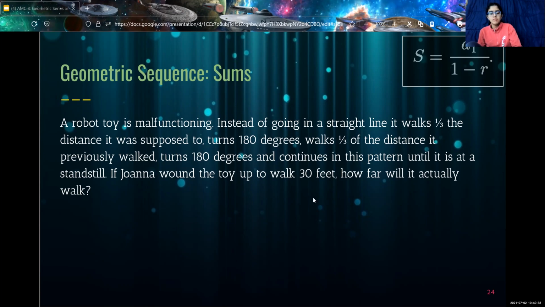I will let you guys be for 2 minutes. So 10:43 is when I expect people to answer or say I don't know how to solve this. Okay, someone just asked if it means he's walking 1/3 of his distance the whole time. No, it won't be. For example, if it was wound up to walk 9 feet, it would go 3 feet, then turn and go 1 foot, then turn and go 1/3 foot, then turn and go 1/9 foot.